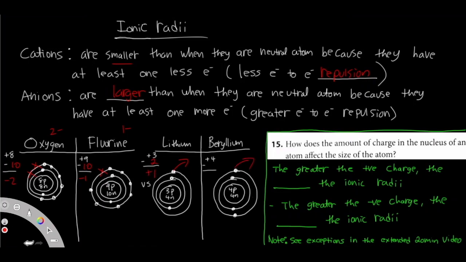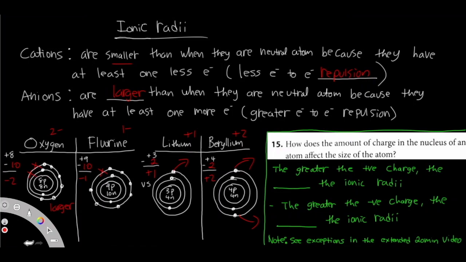Beryllium, this electron goes away. Now just 2 electrons. 4 minus 2 gives you 2. These are your charges. Now, which one's going to be larger in terms of its size? Oxygen is going to be larger than fluorine because it takes 2 electrons as opposed to fluorine's 1.